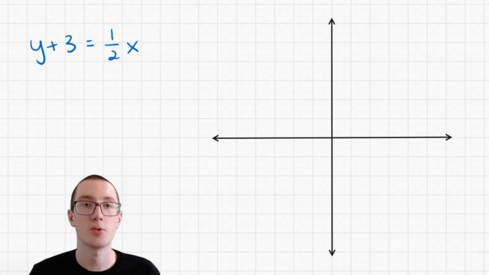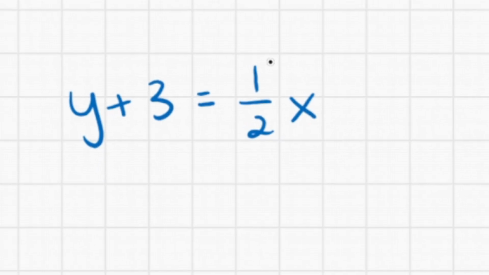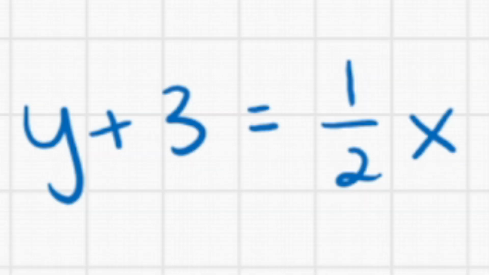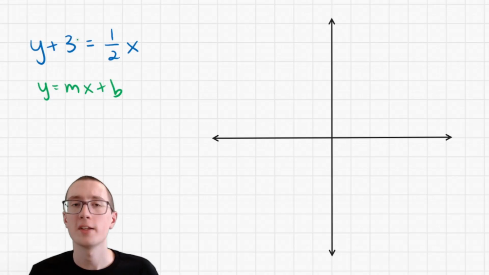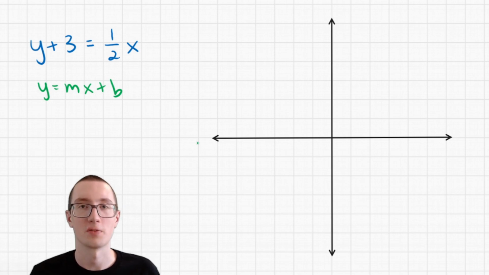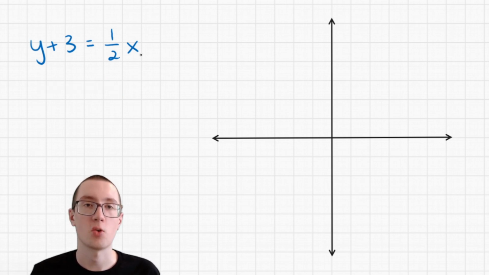So here we have another equation that we need to graph. But you may notice a problem with this. It's not in y equals mx plus b. You see here that we have y plus 3 equals 1 over 2x. It's like b is over here or something for some reason. So how do we get this equation into y equals mx plus b?